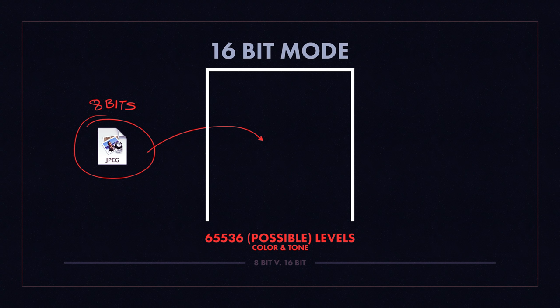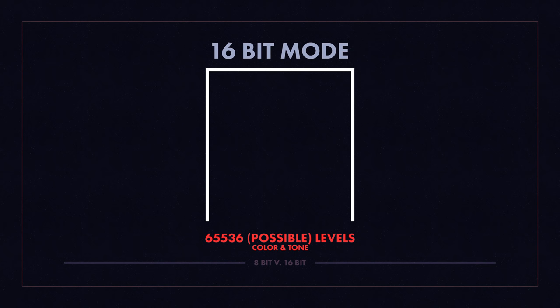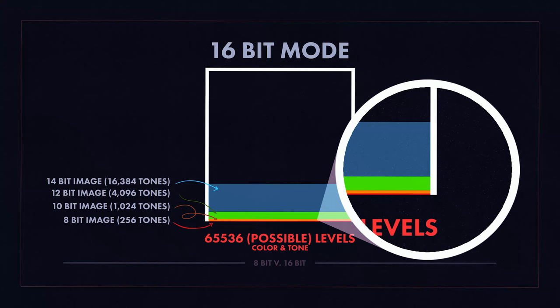Well, because when you shoot a JPEG image, you're only capturing 8 bits of information. When you shoot in your camera's RAW format, you will capture usually 12 or 14 bits of information. Wait a second, did I just say 12 or 14 bits? We'll touch on that a little bit later, but see, by using Photoshop's 16-bit mode, you open up a space or a tall enough tower that can handle up to 16 bits of information.